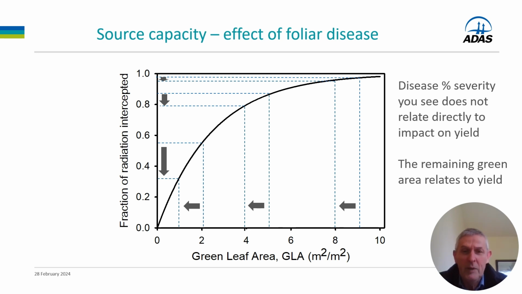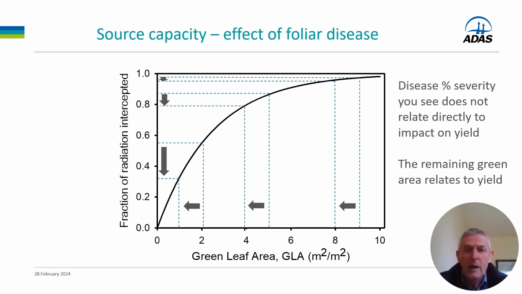So we have to bear in mind that the disease severity that we see as a percentage is a percentage of a variable amount of canopy and therefore doesn't relate directly to the impact on yield. It's the remaining green area that relates to yield.